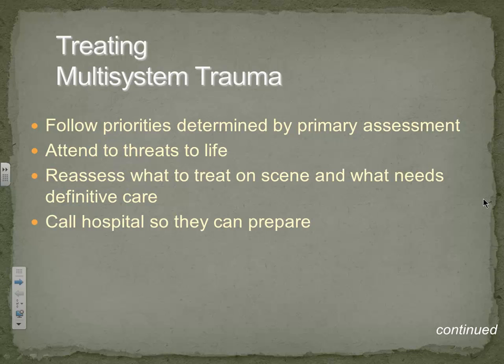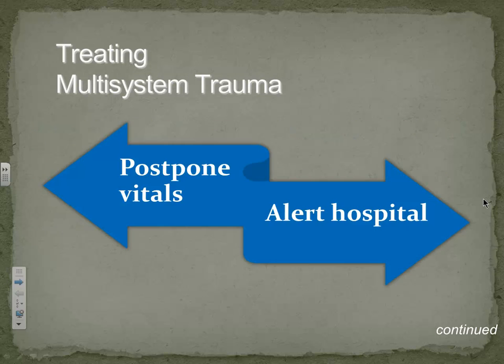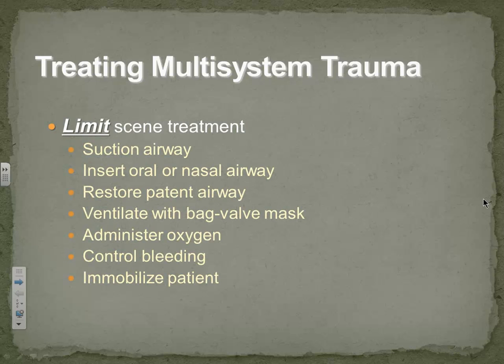A large hospital, like a trauma center such as UAB, probably doesn't want to hear much from you. Just let them know we're coming, because they'll have all the staff needed. Whereas at a smaller hospital, they need as much heads up as possible. With multi-system trauma, getting the vital signs is not nearly as important as beginning to treat your patient and then alerting the hospital. If it means postponing vital signs in order to alert the hospital, you should probably go ahead and do that.